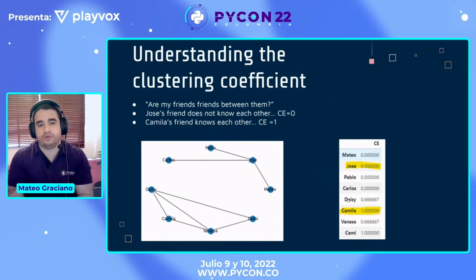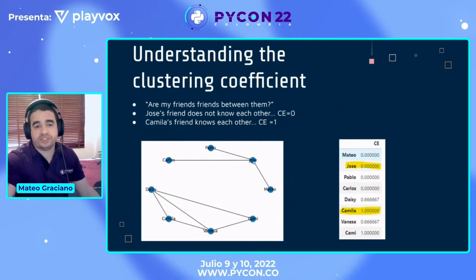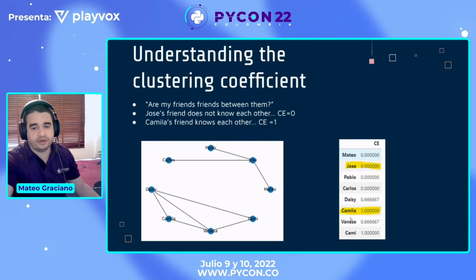In this example, we have Jose, who is friends with Paulo, Carlos, and Mateo, but they are not friends between them. That's why Jose has a clustering coefficient of 0. But in the case of Camila, she is friends with Daisy and Vanessa, and Daisy and Vanessa are friends between them. That's why Camila has a perfect clustering coefficient, which is 1.